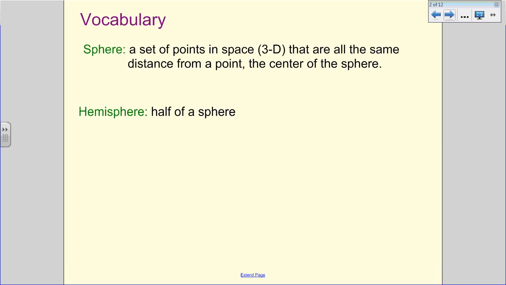If we start with a definition of what a sphere actually is, a sphere is a set of points in space, which means it's three-dimensional, which is why we can find the surface area and the volume of it, that are all the same distance from a point, and that's the center of a sphere. So just like a circle has a center, and then we have all the points that are equidistant from that, a sphere still has that same center, with equidistant points around the outside of it. And then a hemisphere, hemi is half, so it's just half of a sphere.